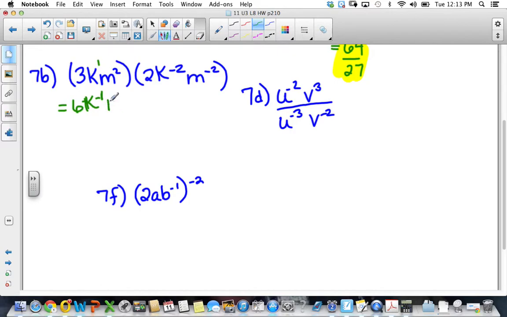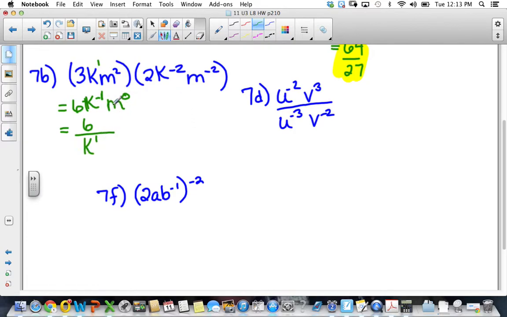And then we're going to add the exponents of m. m to the 2 plus negative 2 is 0. So we have m to the 0. So we have 6k to the negative 1, m to the 0. So the 6 doesn't have a negative exponent, so it's going to stay right where it is. The k to the negative 1 does. In order to get rid of that, it's going to go to the denominator and it will lose the negative.